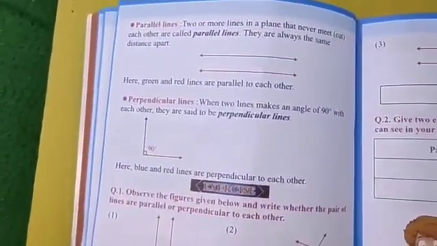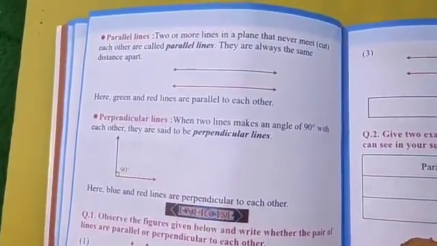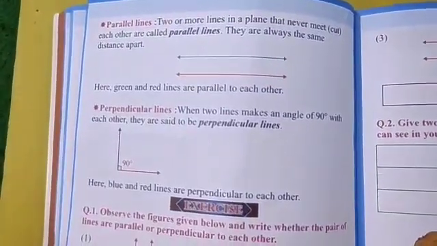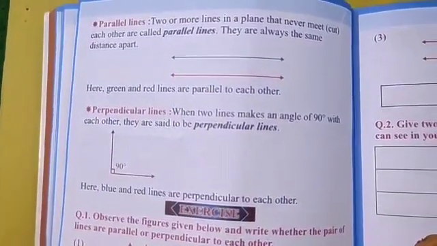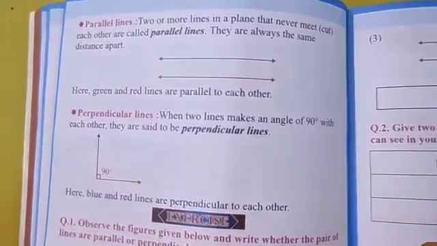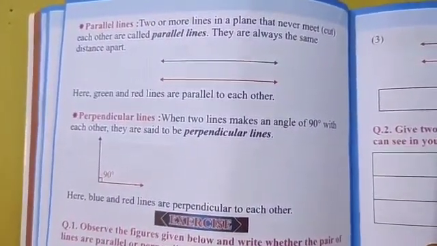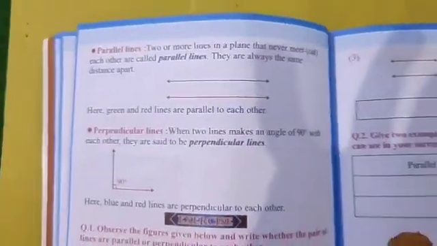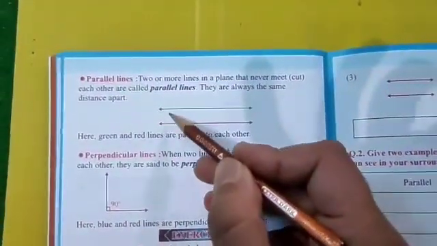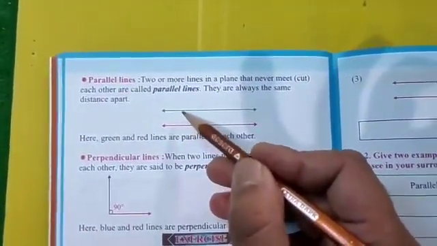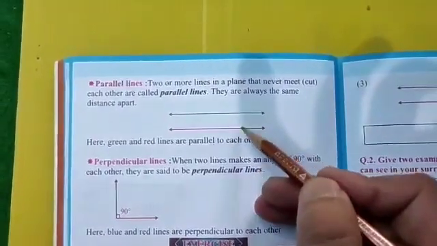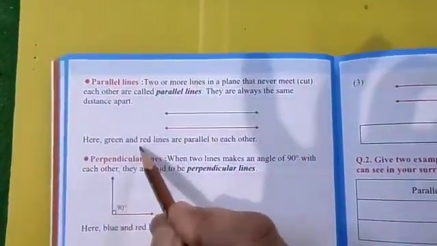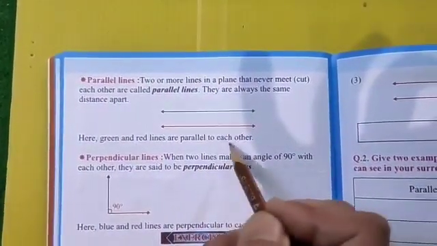Our next question is parallel lines. Two or more lines in a plane that never meet or cut each other are called parallel lines. They are always the same distance apart. Here are given parallel lines. The distance between these is the same everywhere. So these are parallel lines. Here the green lines are parallel to each other.